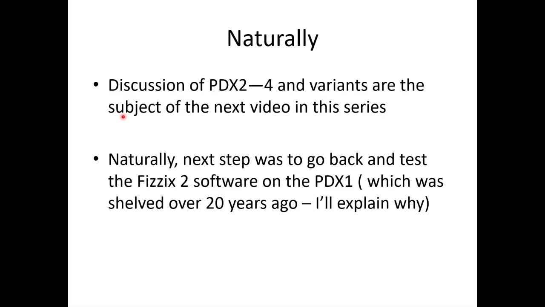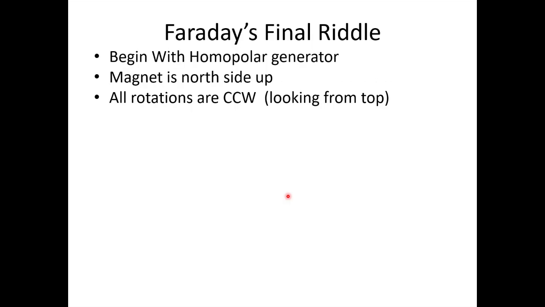Anyway, so the natural thing now, once I get all the Paradox 2 through 4 experiments represented properly by the Physics 2 software using New Electromagnetism version 5, mind you, the natural next step was to go back and see if the Physics 2 software will give the correct answers for the Paradox 1. The Paradox 1 was shelved over 20 years ago, and I'll explain why in a moment.